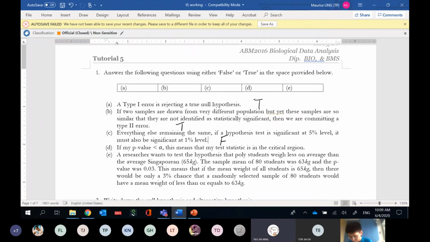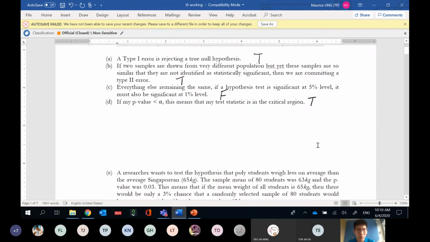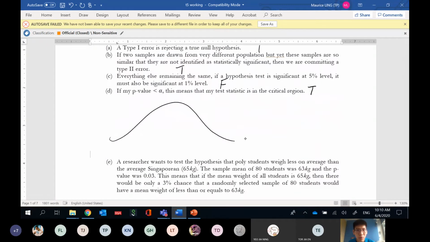False. If my p-value is smaller than the alpha, it means that the statistic is actually true. If your p-value is smaller than alpha, let's see. You have a curve here. Your p-value is a probability, so this is your p-value. If it is smaller than alpha, that means your alpha is larger. So this is alpha, and your t statistic will always be in the critical region. This is the whole critical region.